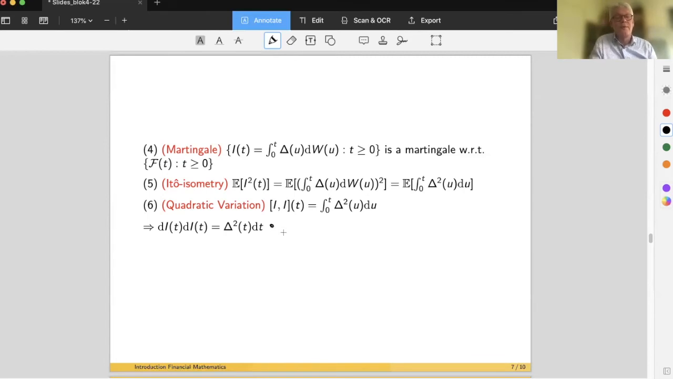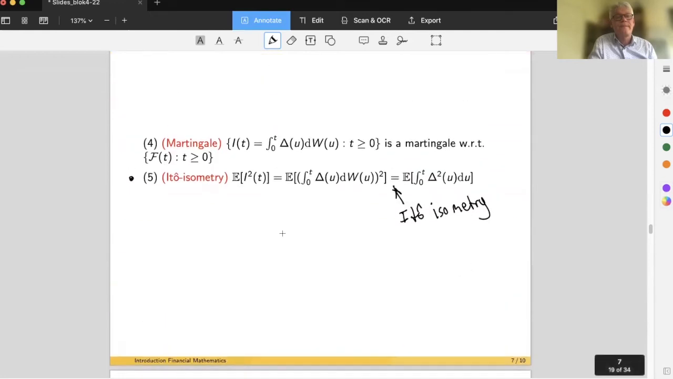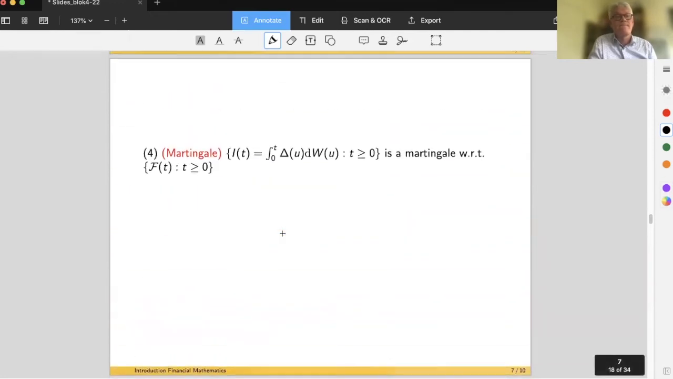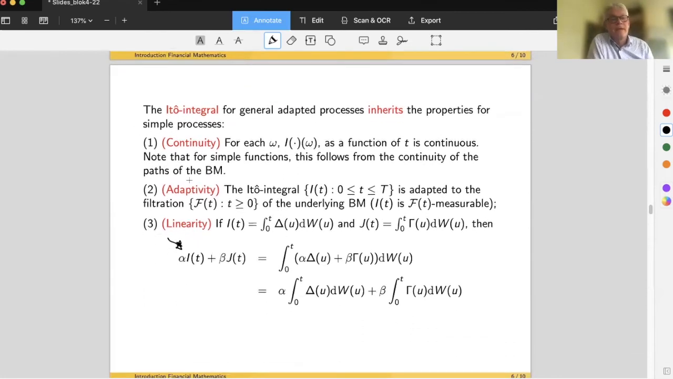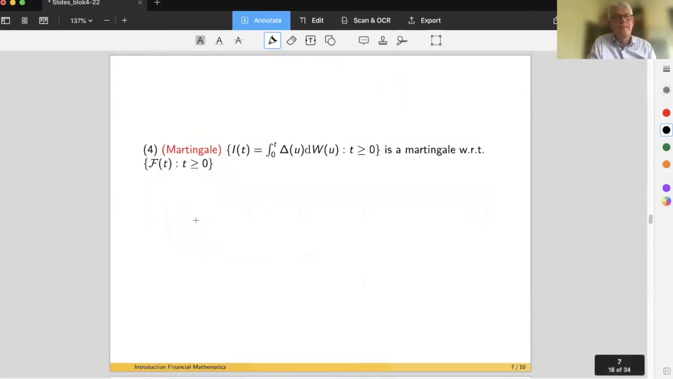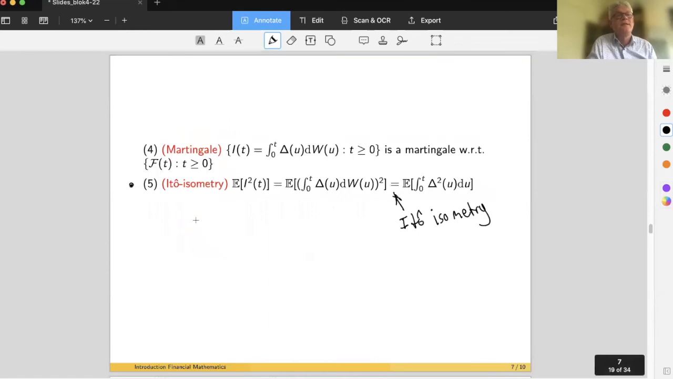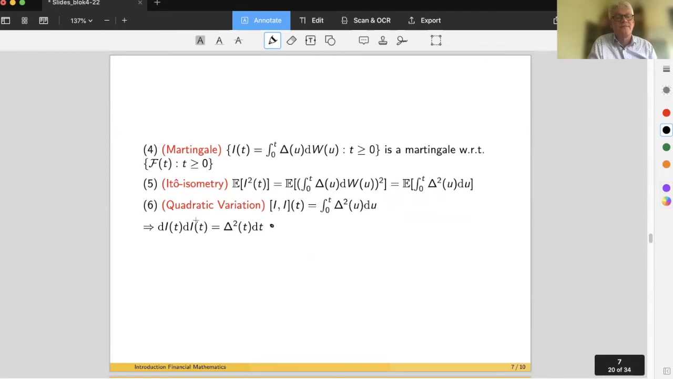So let's go through them again. Continuity, adaptivity, linearity, the martingale property, Ito isometry, and the quadratic variation. Very important properties that we will often encounter. They are fundamental when we're dealing with an Ito integral for a general adapted process.